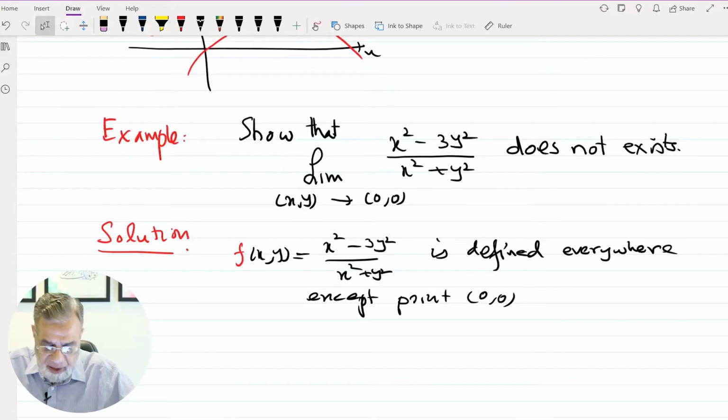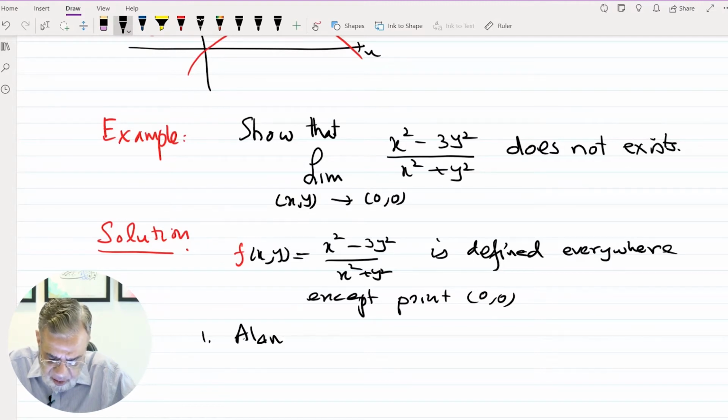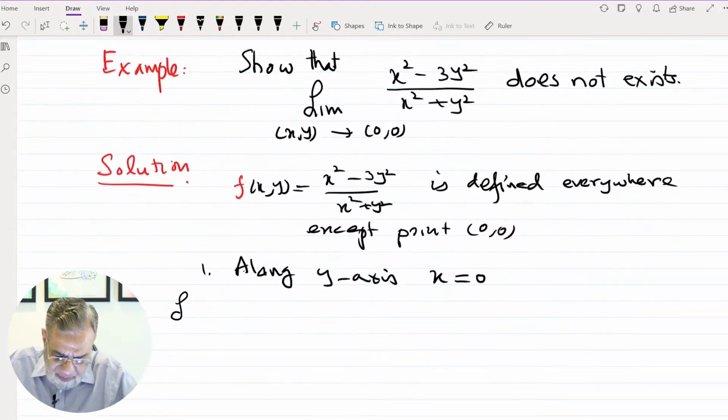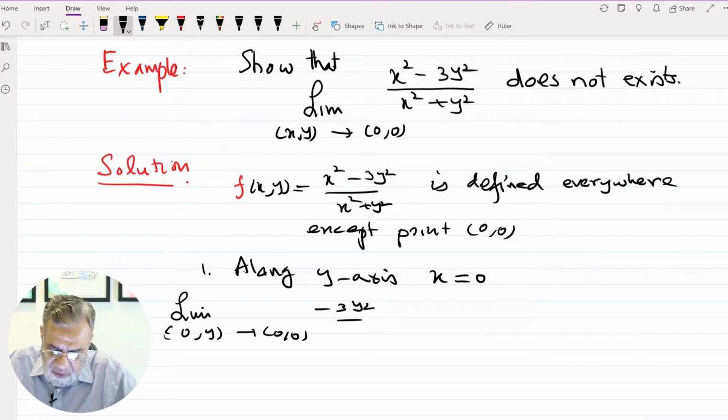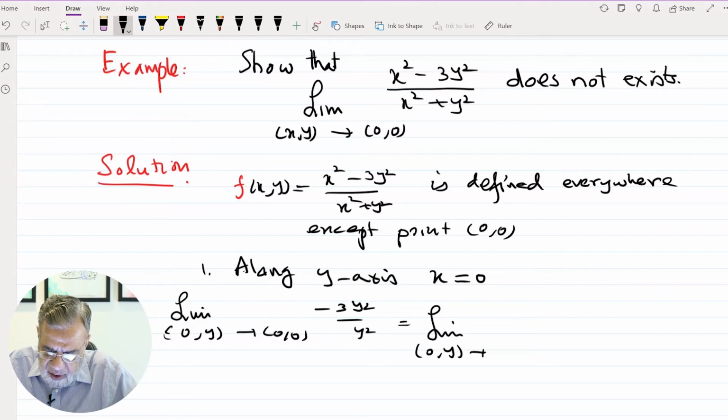First, we always take the limit along the y-axis. Limit along the y-axis means along the y-axis x equal to 0. So when we want to take the limit of the function as x equal to 0, y tends to 0, I take x equal to 0 and get −3y²/y². I simplify this and get the limit as (x,y) goes to (0,0) equal to −3. So my limit of the function is −3. This is my number 1.